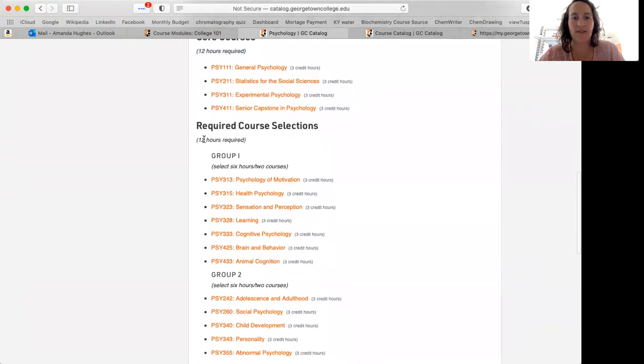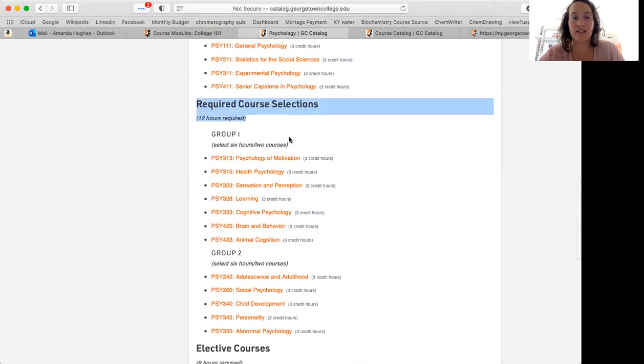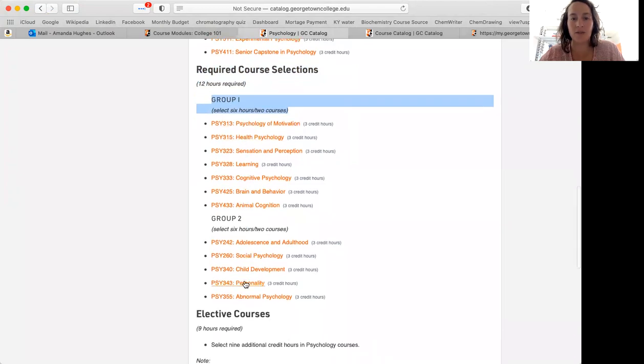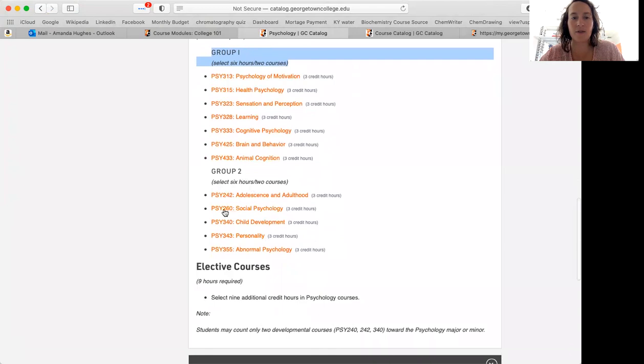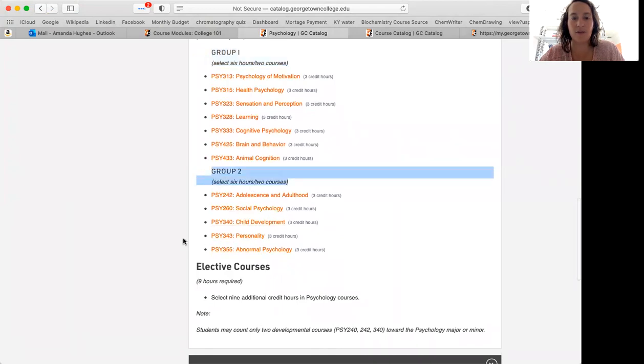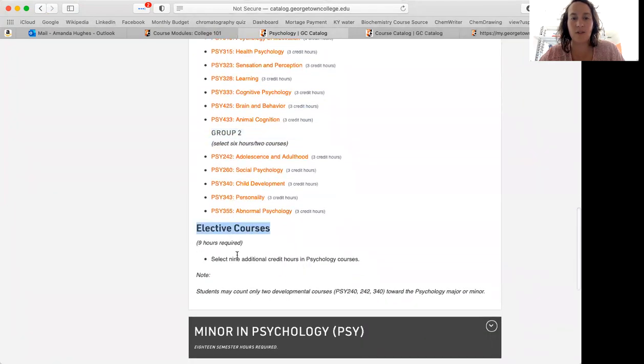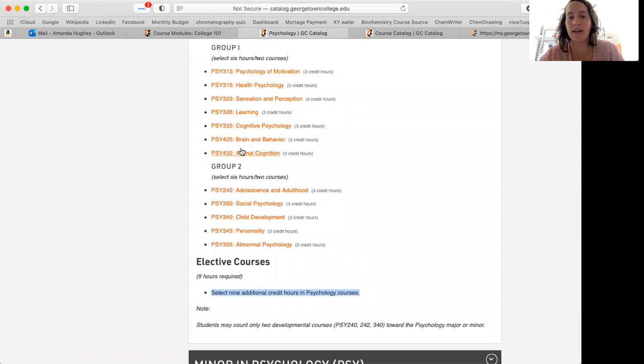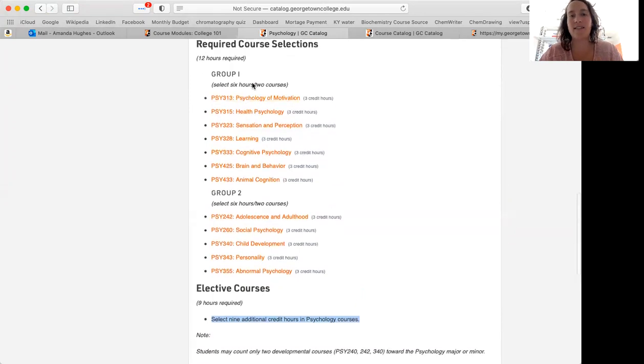Then they have some required course selection. So 12 hours are required. Group 1, select 6 hours or 2 of these courses. So you'd pick 2 courses from here. You'd pick 2 courses from group 2, right? Select 6 hours or 2 courses. And then elective courses, you need to select 9 additional credit hours in psychology courses. So you can likely come up here and pick 3 more courses of anything. All right, so that's how you would get your major in psychology.